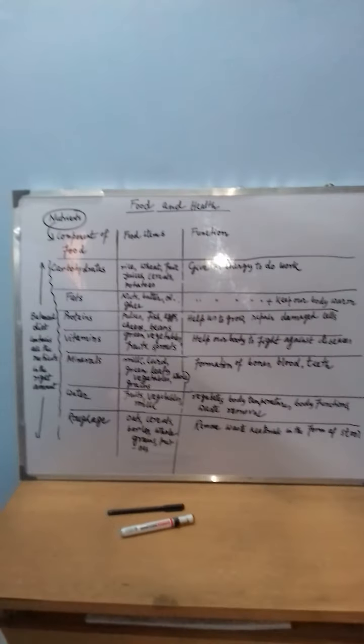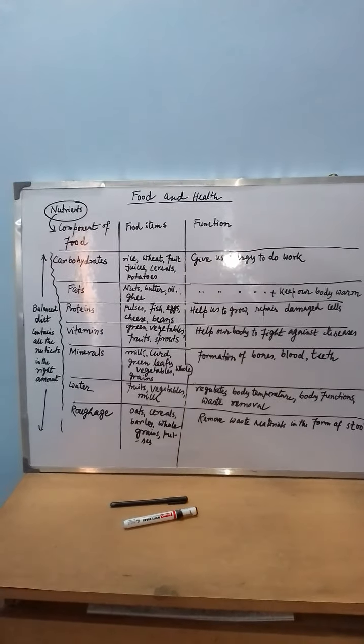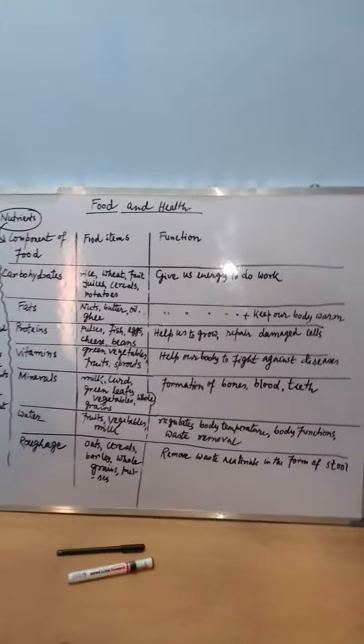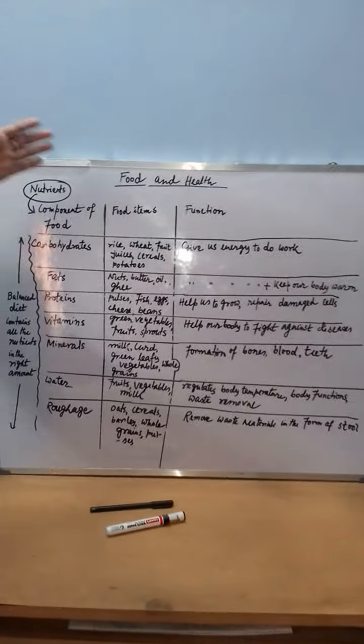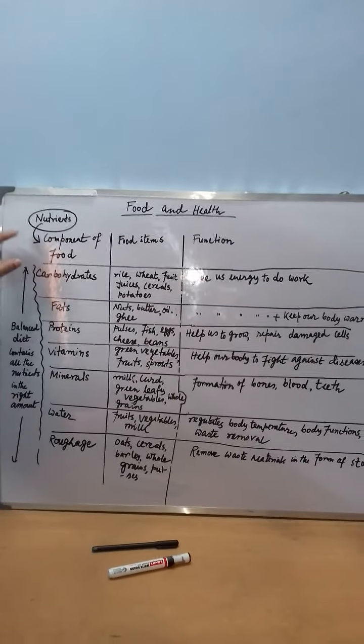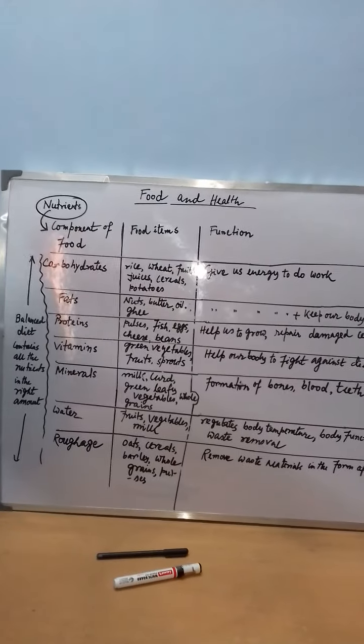So today we are going to discuss food and health. All of you know that food is essential for our life. So we cannot live without food. So here is the table which shows the components of food.